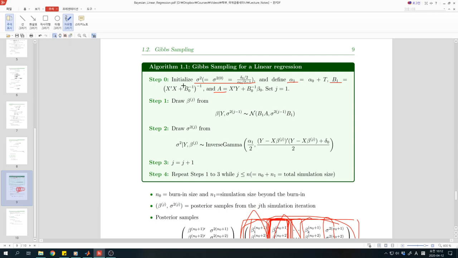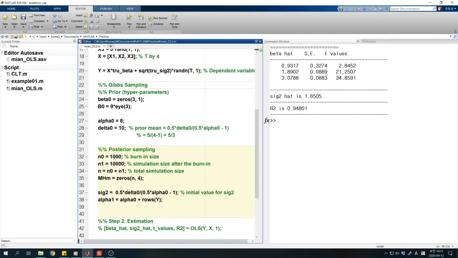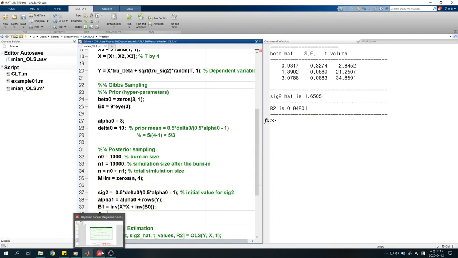What's the next? B1. B1 is X prime X plus B0 inverse. Right? So then here B1 equals the inverse of what? X prime times X plus the inverse of B0. Right. So this is literally B1. And what about A?